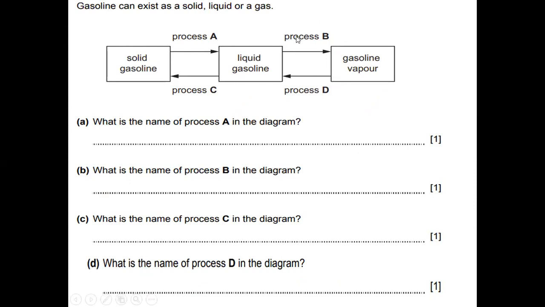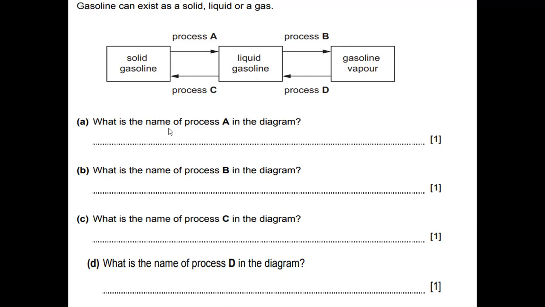Okay, let's move to the first question that we have today. Gasoline can exist as a solid, a liquid, a gas. So gasoline is a matter. It can be solids, liquids, or gases. So from solid into liquid gasoline, this is called the process A. Process B from liquid into gasoline vapor, process D from vapor into liquid, and process C from liquid into solid.